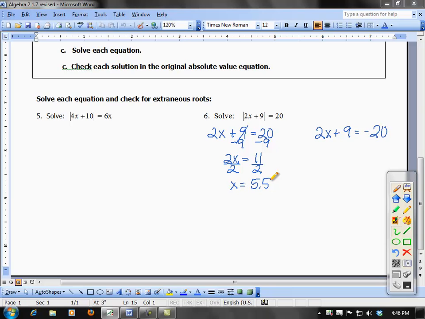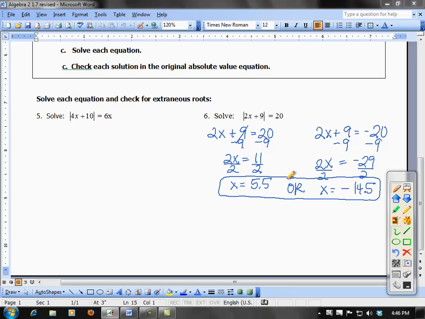Let's do the other one. I'm going to take the same procedure, and here's the one thing I love about it. It's exactly the same. I've got negative 29. When I divide by 2, x equals a negative 15 would be 30, so 14.5. So I have this as a solution or this as a solution.